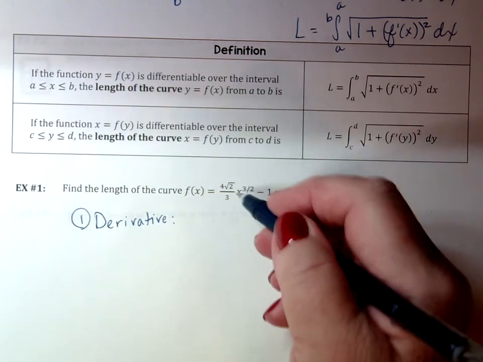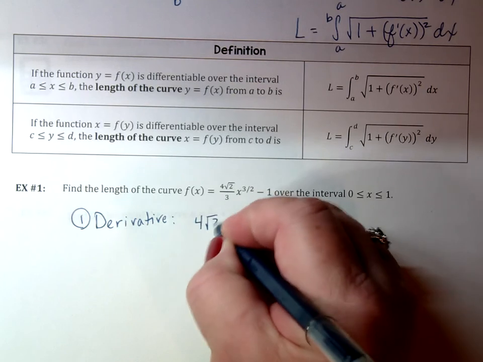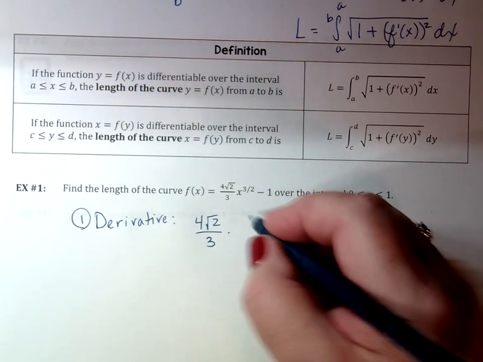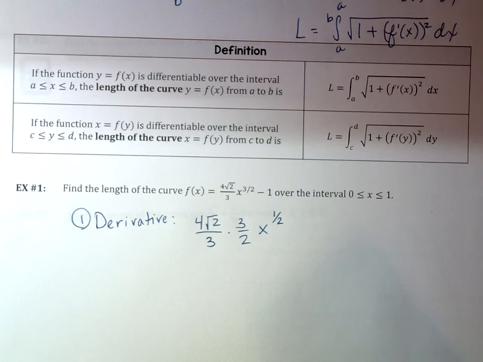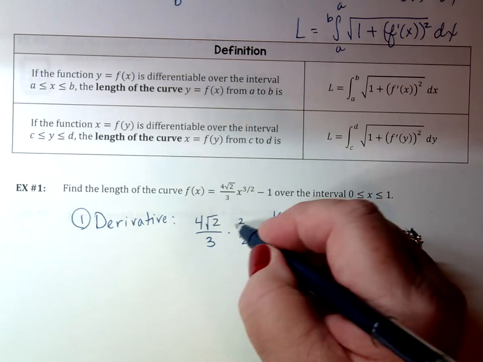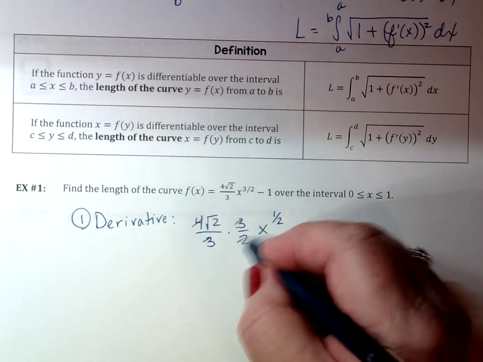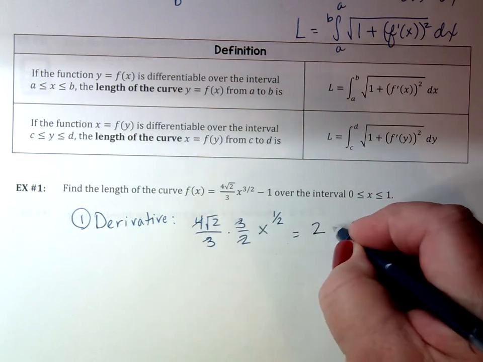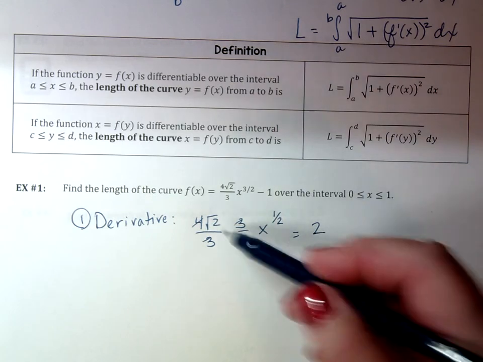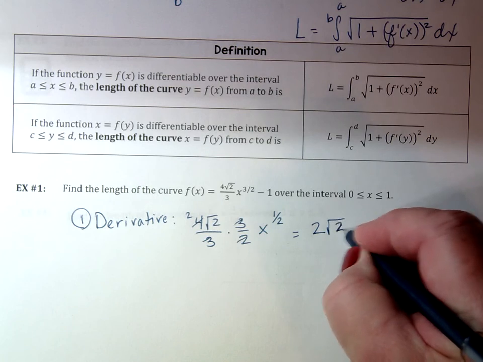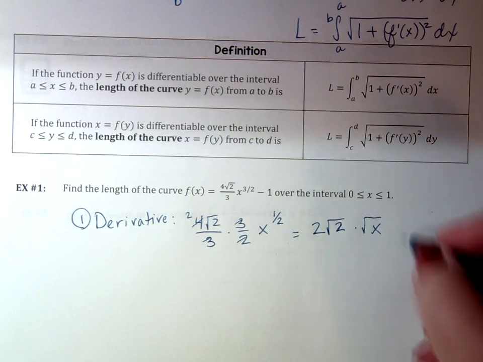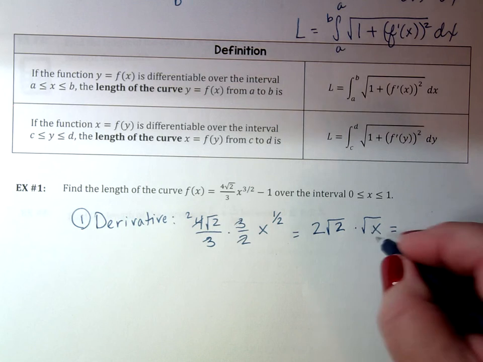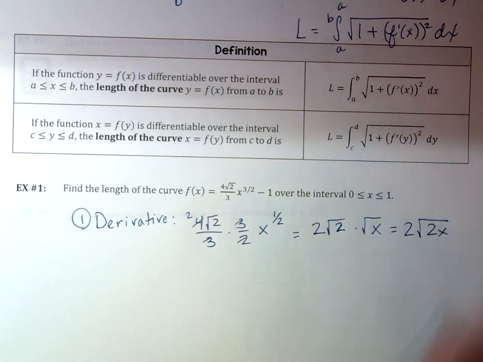Well, the derivative, this one's kind of funky, right? I have a 4 square root of 2 over 3. Bring down the power 3/2. Take it to 1 less power. And the derivative of negative 1 is 0. All right, so let's see what we got. 3's cancel. Outside 4 cancels with the 2. And I end up with 2 square root of 2, times the square root of x. Anything inside the square roots can combine. They actually can multiply, so I get 2 square roots of 2x. I'm going to leave that in root form, and you'll see why in a minute for this one.